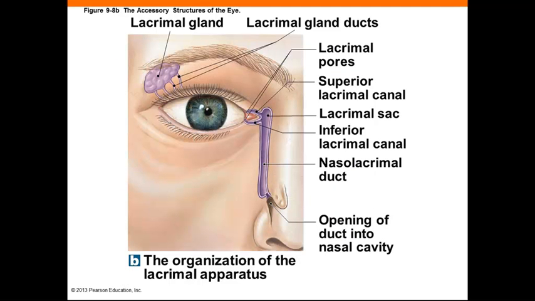This figure illustrates the otherwise hidden lacrimal apparatus. The lacrimal gland generates those tears, and the lacrimal gland ducts transport the tears to the surface of the eye. The tears then are drained by the lacrimal pores into lacrimal canals and down the nasolacrimal duct and into the nasal cavity.